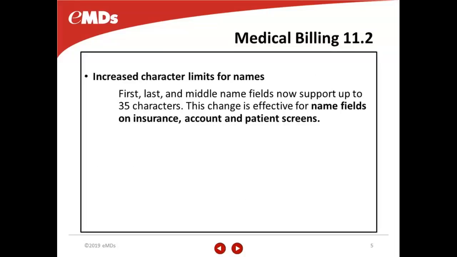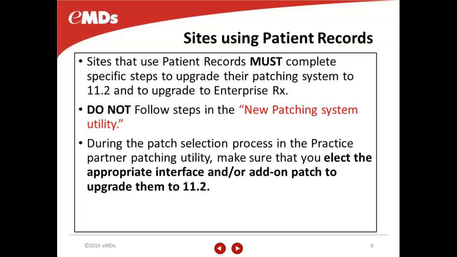With Medical Billing 11.2, what you're going to see on the changes is there are increased character limits for names, up to 35 characters. So that's the difference that you'll see with the Medical Billing 11.2 information. And that would go whether you've got total Practice Partner or just your Medical Billing.